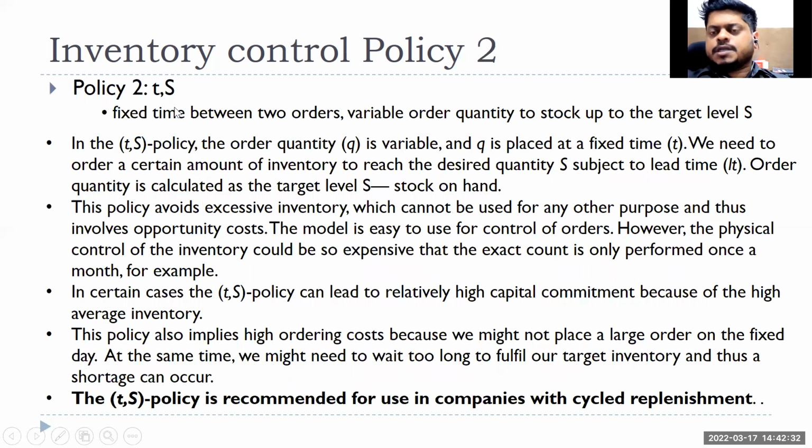Then another policy is T and capital S. Capital S, remember, is the maximum inventory I want to keep in my store. That is the maximum limit I can keep in my store. So what happens is, fixed time between two orders and variable order quantity, to stock up to a target level of S. So that is what I want to maintain.